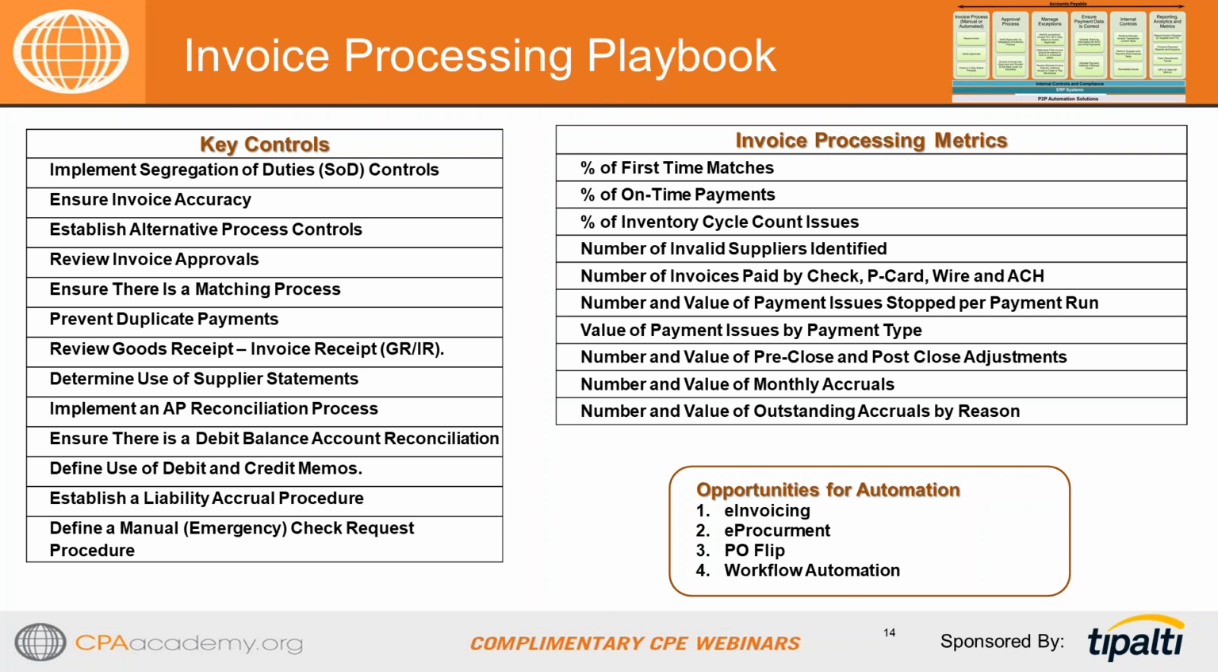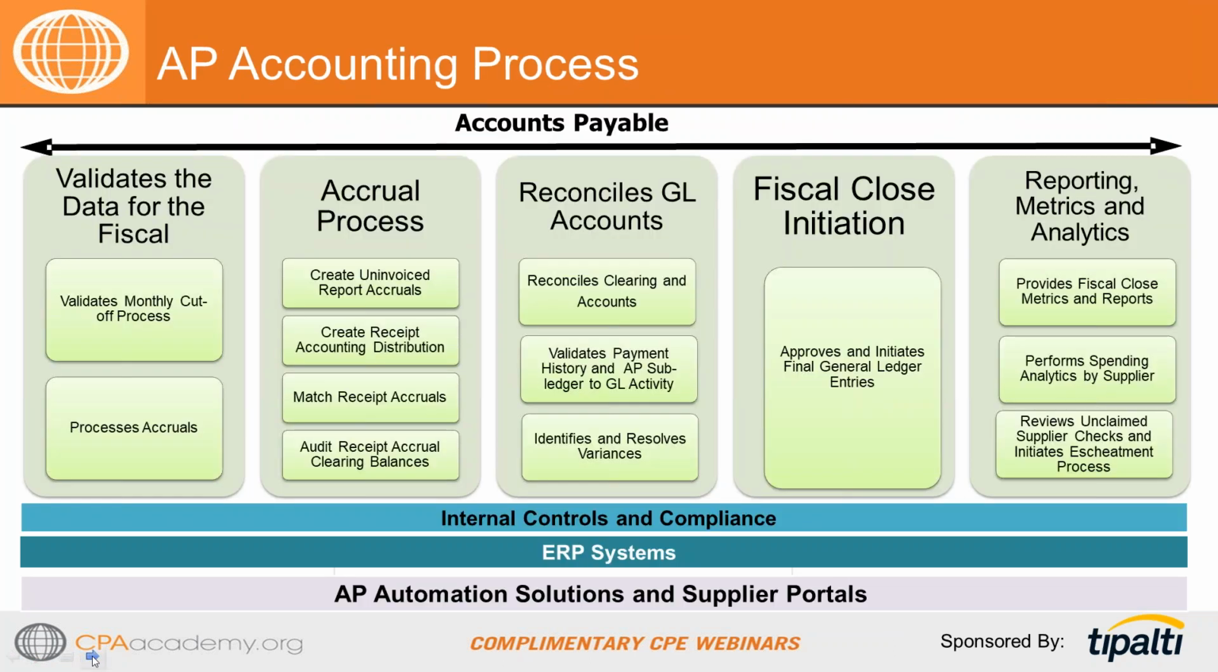So where can we automate? And not to overstate the obvious, but e-invoicing is an important one. E-procurement, PO flip is where we can actually create an invoice from, or the supplier can create an invoice directly from the PO, and with workflow automation. And there are some cases with e-invoicing where we can automatically charge the correct general ledger. Remember all that coding problem that can happen if we're coding an invoice to the incorrect general ledger or cost center. Well, having that automated is going to save all those problems.